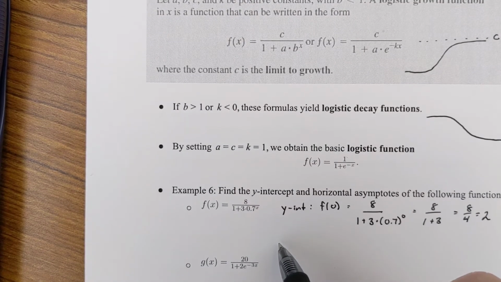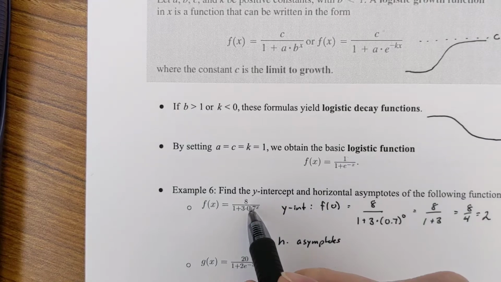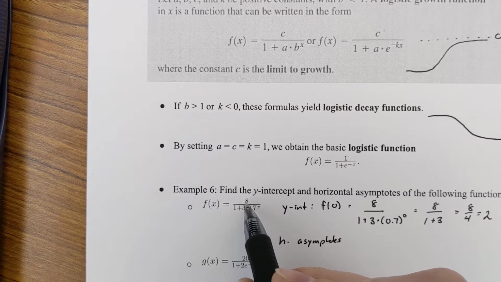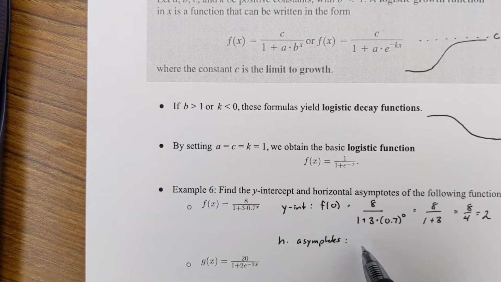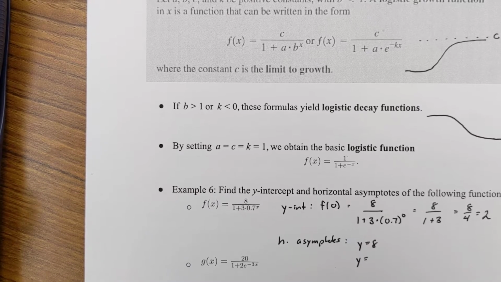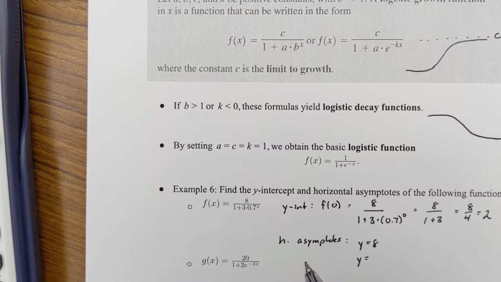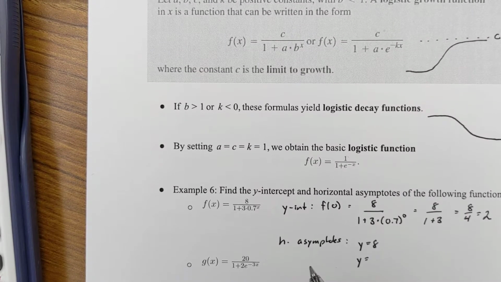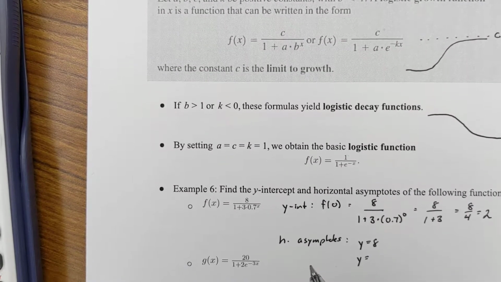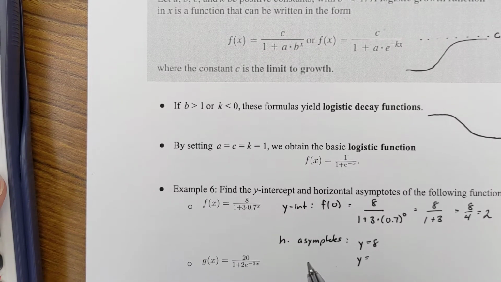The horizontal asymptotes, we can look at the graph. One of them is going to be this numerator. So we're going to have one at y equals 8, and we probably also have one at y equals 0, but let's look at the graph just to be sure, because normally you always have one at y equals 0. So 8 over quantity 1 plus 3 times 0.7 raised to the x. Syntax error.